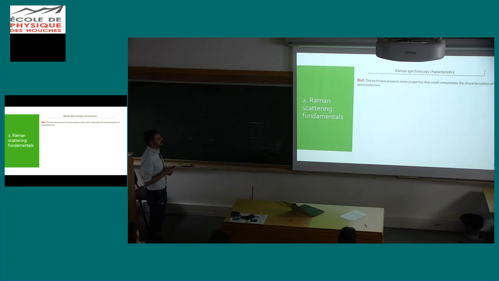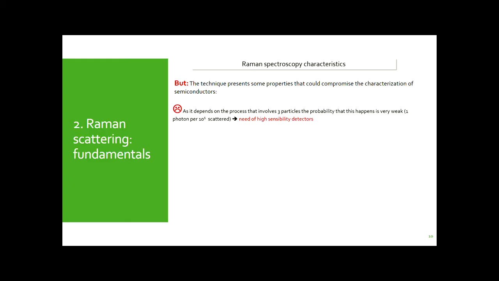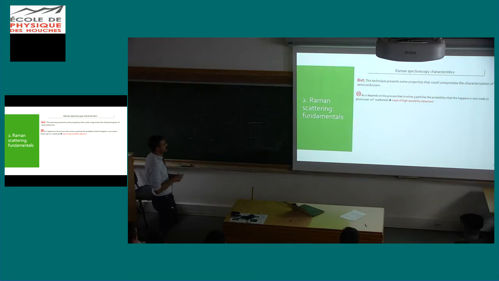Even if Raman looks like a very nice technique, and already is a very nice technique, there are some properties that could compromise the characterization of semiconductors. First is a process that involves 3 particles, so at least 2 atoms that are vibrating and 1 phonon in between. And then the need for a high sensitivity detector, because this is a very weak interaction. As I explained before, more or less 1 photon out of every million photons scattered corresponds to inelastic or Raman scattering. So this is a very, very small quantity of photons.